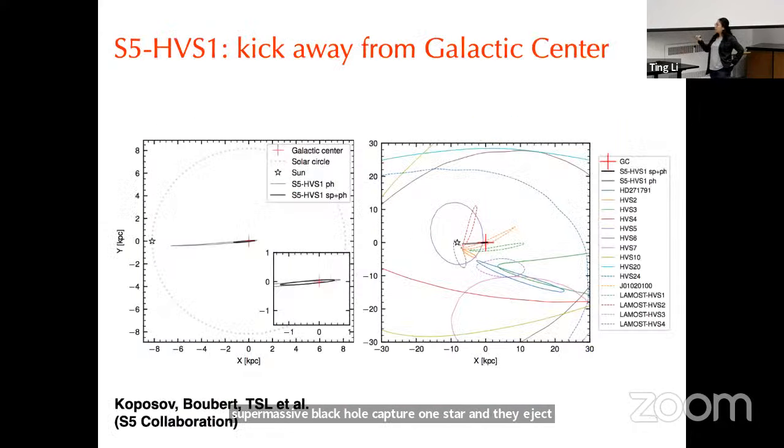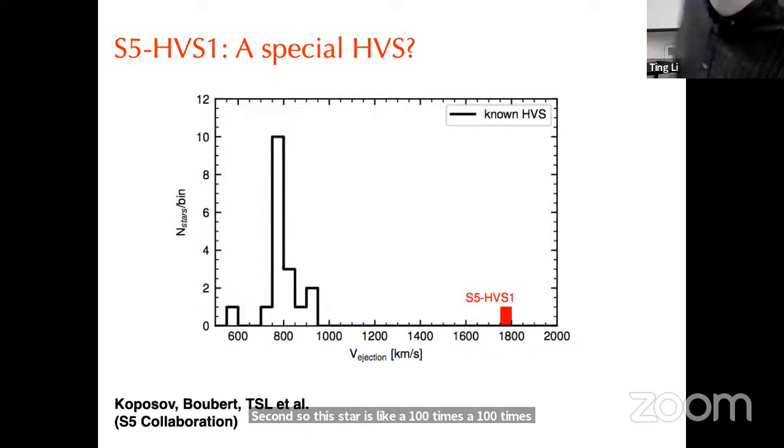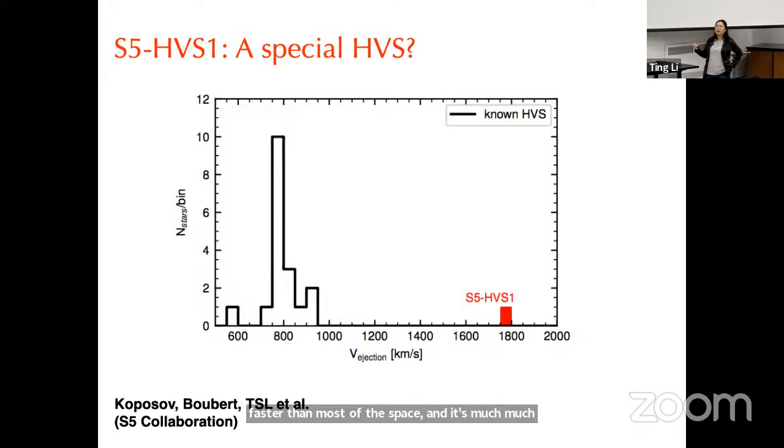And why it's so special: if you look at all the stars at very high speed, this is all we know in our Milky Way. S5-HVS1 is much faster than any of the known ones. So we didn't expect this at all. And just to let you know, most of the Milky Way stars are at 50 to 100 kilometers per second. So this star is 10 to 100 times faster than most of the stars in our Milky Way, and much, much faster than any of the hypervelocity stars we know. This is probably telling us something special about the supermassive black hole in our Milky Way.